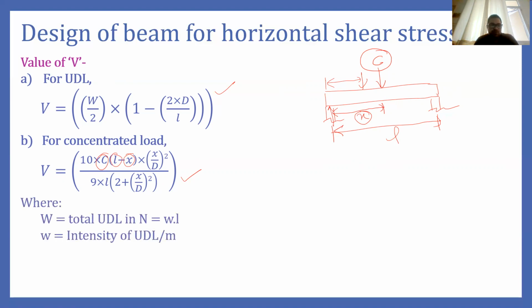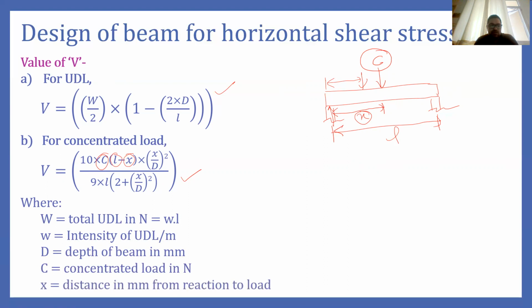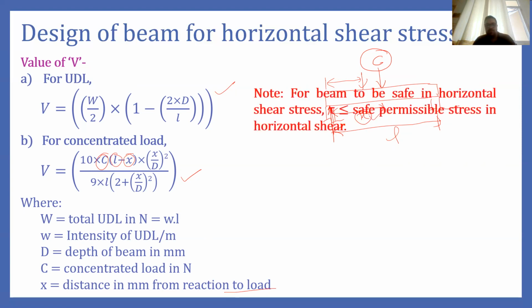So W is the total load, small w is the intensity of UDL, D is the depth, C is the concentrated load, and X is the distance in mm from reaction to the load. So reaction will develop at the center of support. So distance between reaction and the point load will be X value. Now, till now we have discussed how we find out horizontal shear stress.